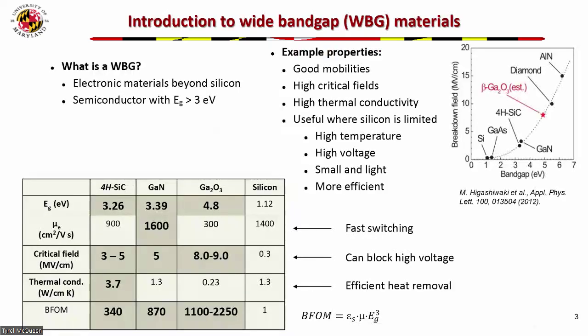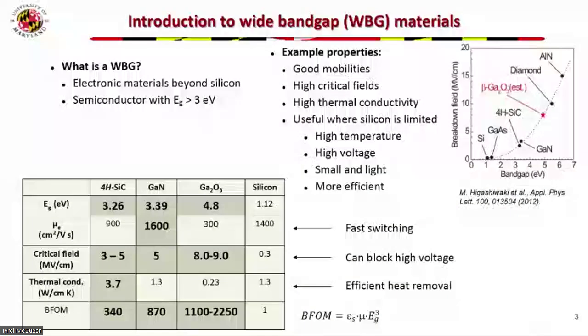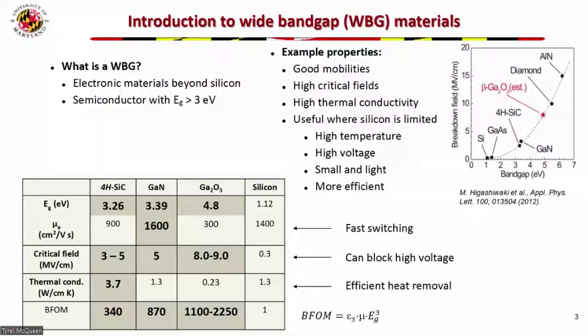So why these wide bandgap semiconductors, or what are they? Well, we know they are materials that have a large energy gap, and in general it's an energy gap larger than 3 electron volts. And here I listed some of them: silicon carbide, gallium nitride, gallium oxide. Of course, there's also aluminum nitride and diamond, but I just focused mainly on the ones that we have looked at, although I'm not going to talk about gallium nitride today.